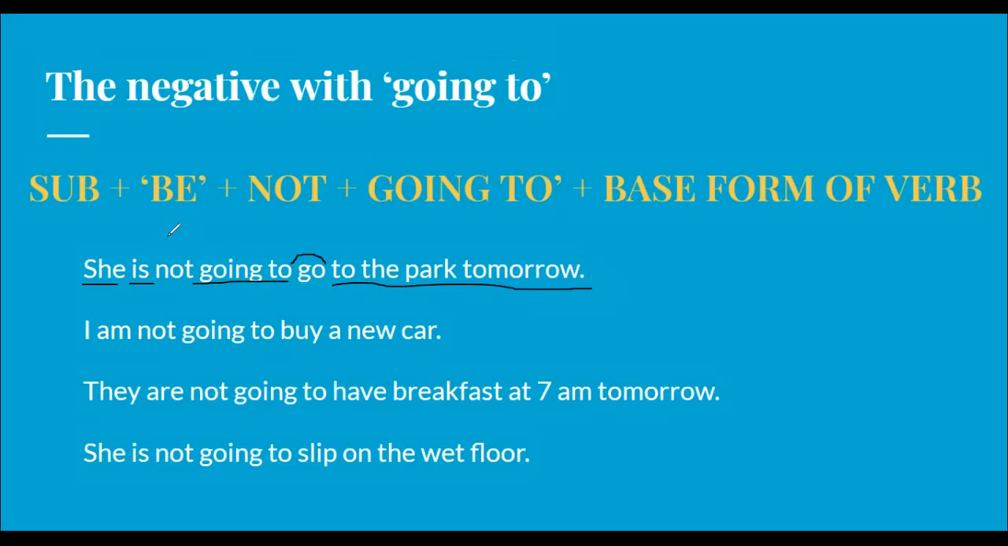And to make it negative, you simply is के बाद जो be की form होती है उसके बाद आपने simply एक not drop कर दिया यहाँ पे. I subject am going to, and then base form of the verb buy a new car, rest of the sentence, right? So you simply drop a not after the be wala form. Idhar am hai, aapne not dal diya am ke baad. They are not going to have breakfast at 7 a.m. tomorrow. She is not going to slip on the wet floor.